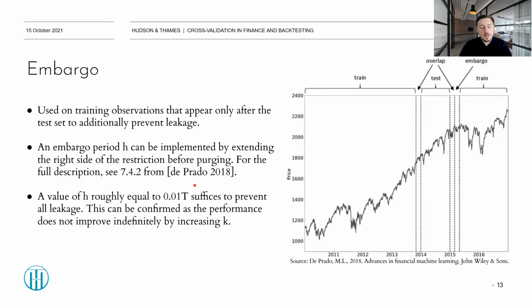Usually the embargo value H equal to 0.01 T, where T is the total number of observations in our data set, is sufficient to prevent all leakage. And this can be confirmed as the performance does not improve indefinitely by increasing K after the embargo.